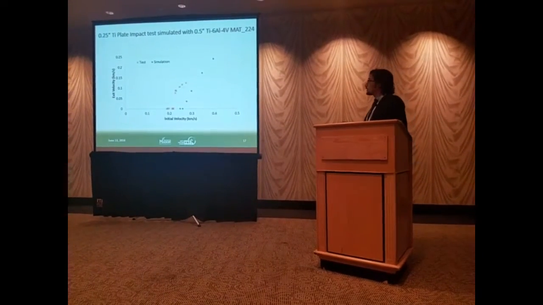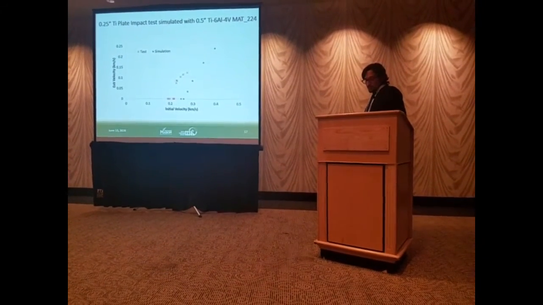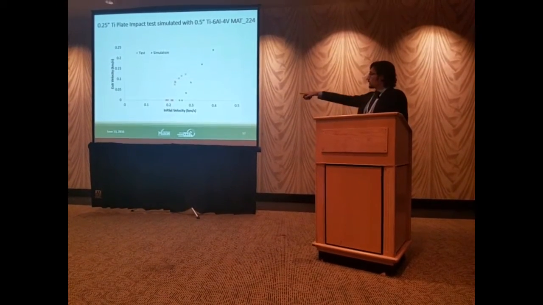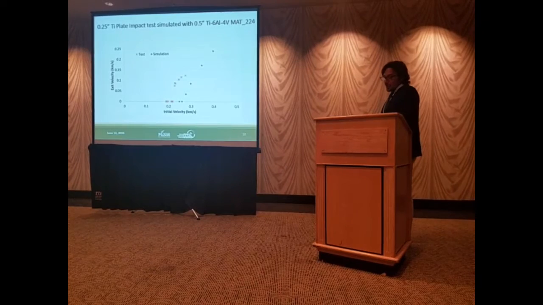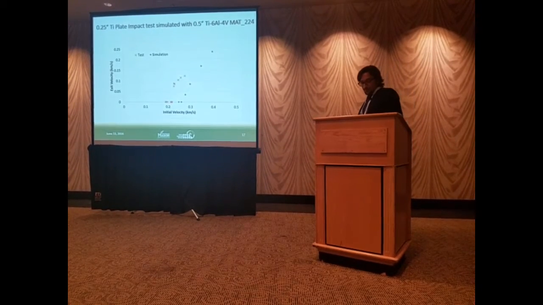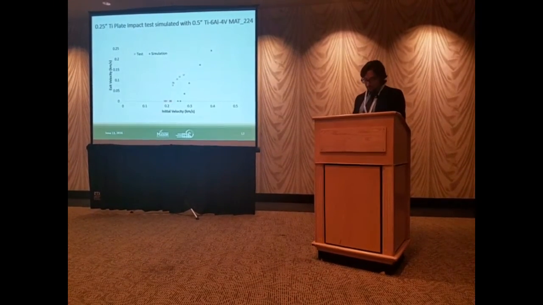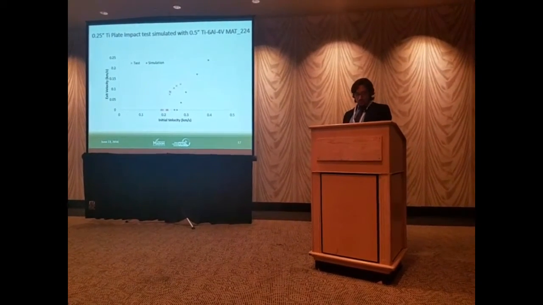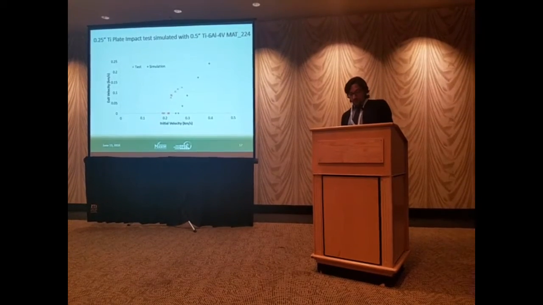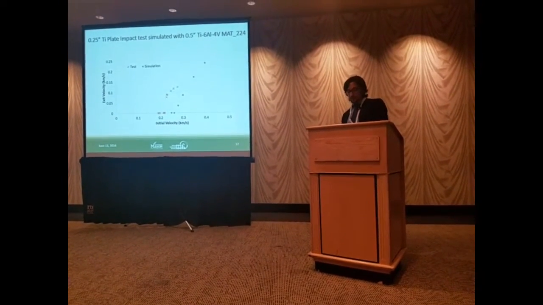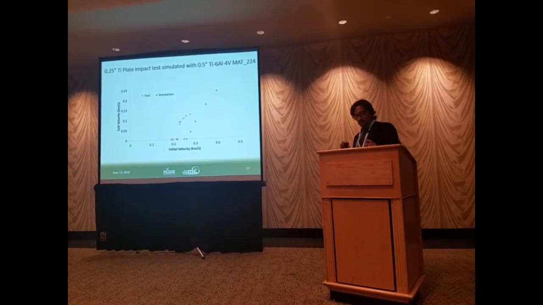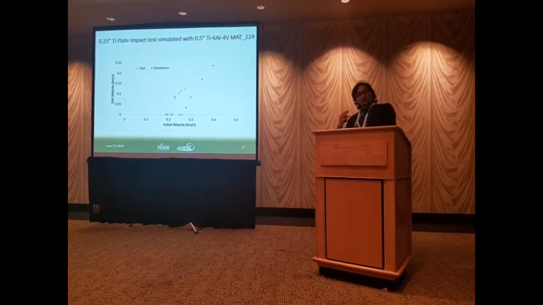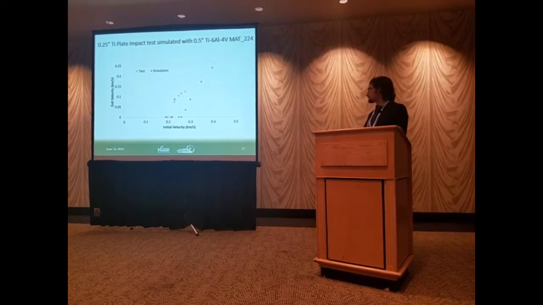So this is the test and simulation result, always in terms of exit velocity as a function of initial velocity. And we don't have a good match. One of the reasons is the difference between the material that we used to develop MAT224 and the material used in the impact test. So basically, in the continuum mechanics sense, they are different materials.